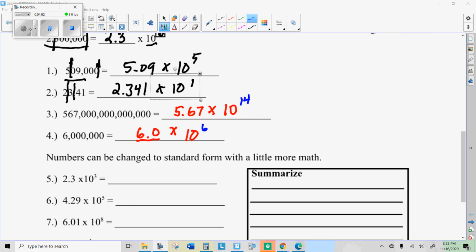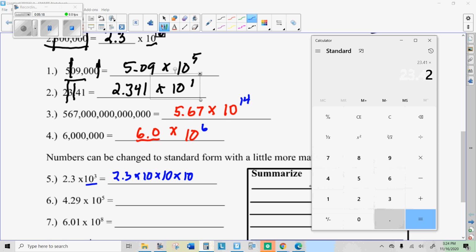All right, here's the powers you should have. Numbers can also be changed to standard form with a little more math. Now remember what multiplying by 10 does. Now in expanded form, this is 2.3 times 10 times 10 times 10, which every time we multiply by 10, it's going to move the decimal over one place. You can use your calculator to do that if you want. So start with 2.3 times 10.